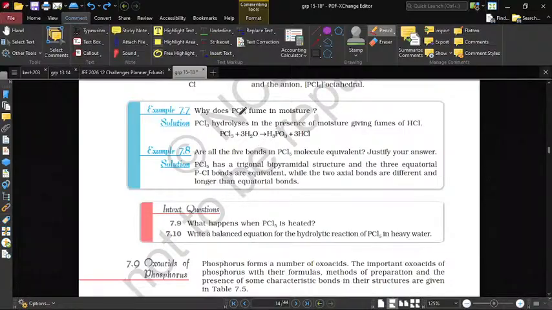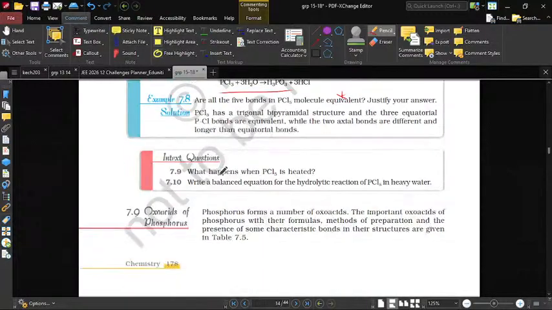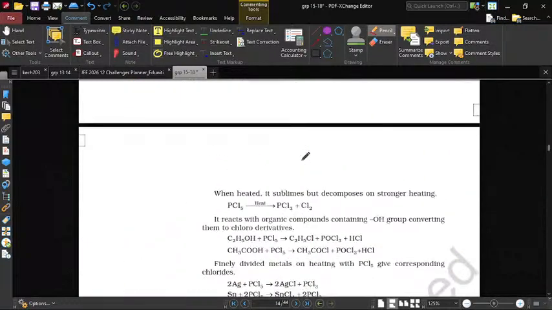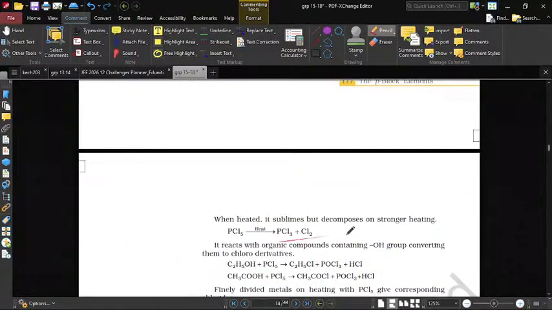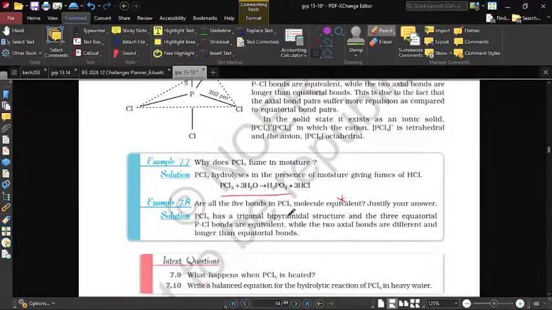Why does PCl3 fume in moisture? It reacts and forms H3PO3. Are all the 5 bonds of PCl5 equivalent? No. Equatorial bonds are shorter, axial bonds are longer. What happens when PCl5 is heated? When PCl5 is heated, PCl3 plus Cl2 is formed. Yes, PCl3 plus Cl2, that is what I wanted to say.